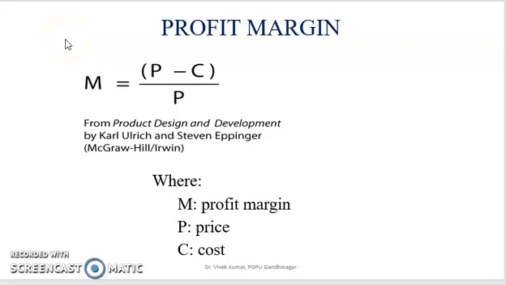Now we will discuss some of the technical terms used in benchmarking and establishing product specification. First is the profit margin. Profit margin in benchmarking and establishing product specification is described using this expression. M_B is the gross profit margin of a stage in a distribution channel, P is the price charged to a customer in a particular stage, and C is the cost at which a product is sold in a particular stage.